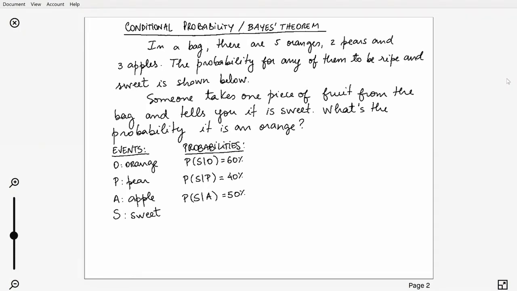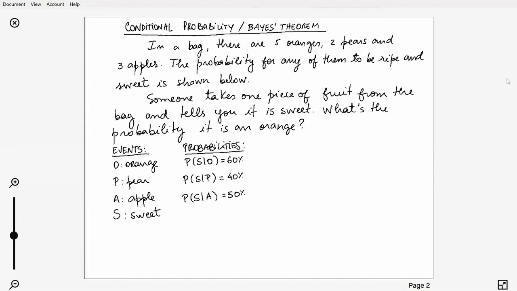And what we also know is that someone took a piece of fruit from the bag and they told us that that fruit is sweet. So we want to calculate, under those conditions, the probability that piece of fruit is an orange.